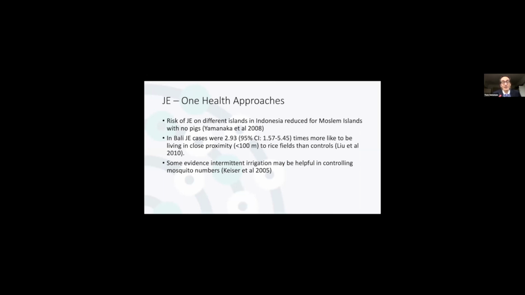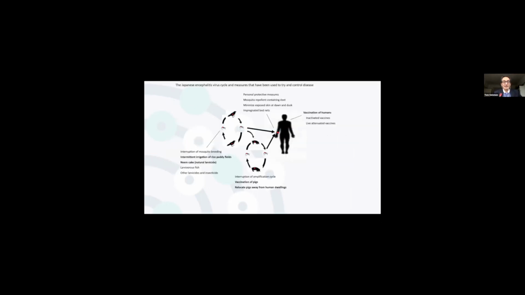And indeed, there's some evidence that intermittent irrigation of the rice paddy fields, so you drain your field every month or so, kills off the mosquito eggs, and then you replenish it. It actually improves your rice yield and may well help control the disease. So a number of areas where there is some preliminary evidence that this might help control the disease. But when you do the modeling and look at it carefully, you realize the most cost-effective way to control the disease is with vaccination.